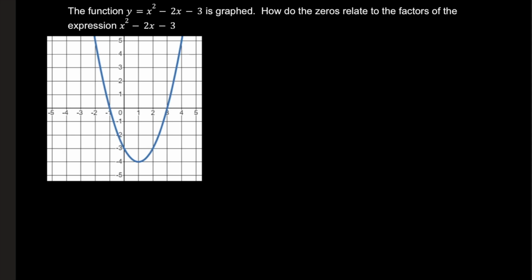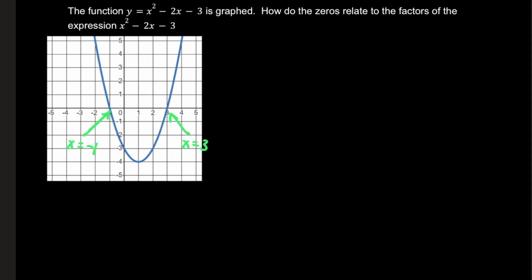Okay, in this example, we're going to be examining the connection between roots and factors. Roots, remember, are x-intercepts. So we have this graph here, and you can clearly see the x-intercepts, which are the roots, on the graph. So right here we see one of the roots is x equals negative 1. The other root is x equals 3.